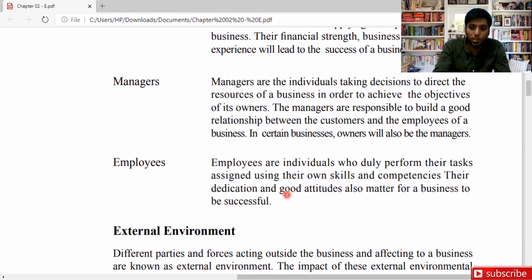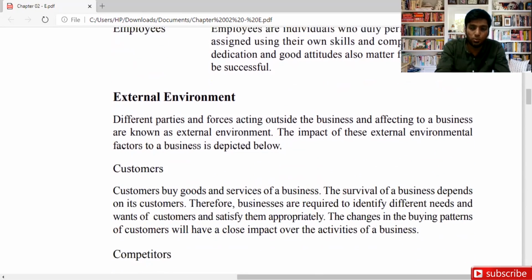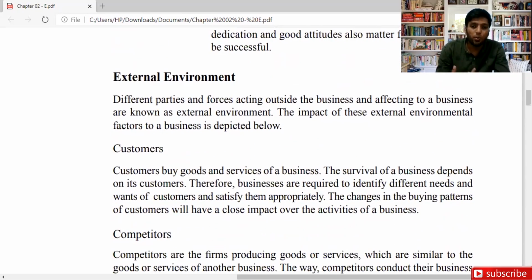Okay, so let's move on to the next part. External environment. It is not in the control of the business. It is outside the scope of the business because we can't control them. But what we can do is try to satisfy them. We can try to keep up with the changes happening in the market.